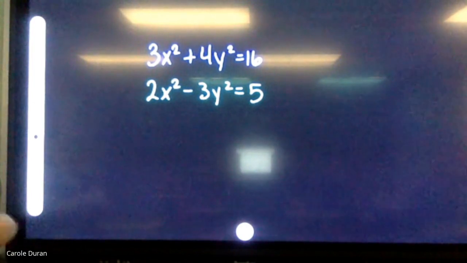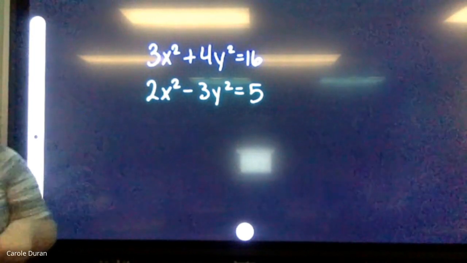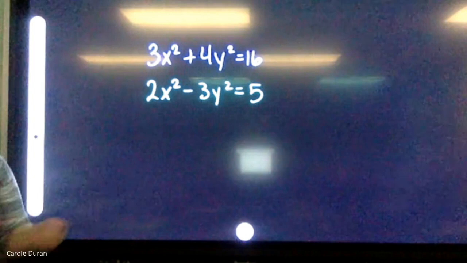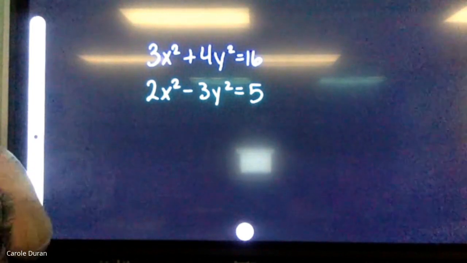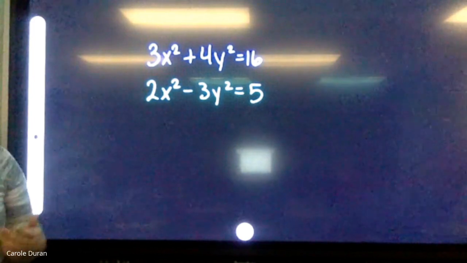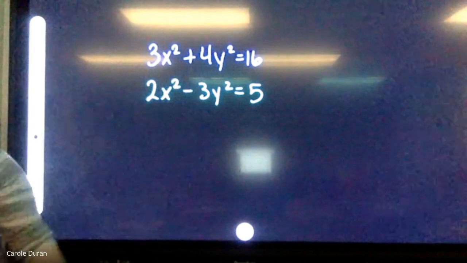Remember, when we're doing elimination, my goal is to cancel out one of my variables by multiplying one or both equations by some number to force them to cancel out. So the first thing I need to do is identify which variable I'm hoping to cancel. We can either cancel the x or we can cancel the y. What do you guys vote for?